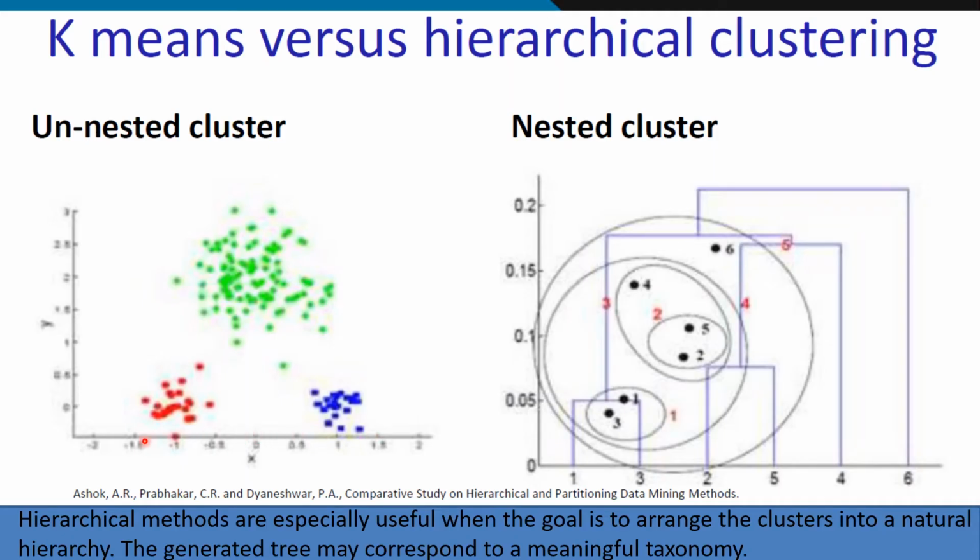The figure over here shows k-means clustering, and this is hierarchical clustering. Here you can see that clusters are mutually exclusive. In hierarchical clustering, the clusters are actually nested. We have a smaller cluster and a larger cluster. The hierarchical methods are especially used when the goal is to arrange the clusters in a natural hierarchy. The generated tree may correspond to a meaningful taxonomy.